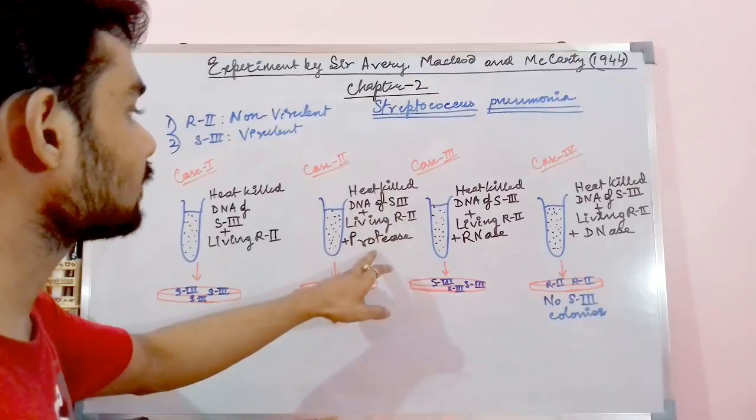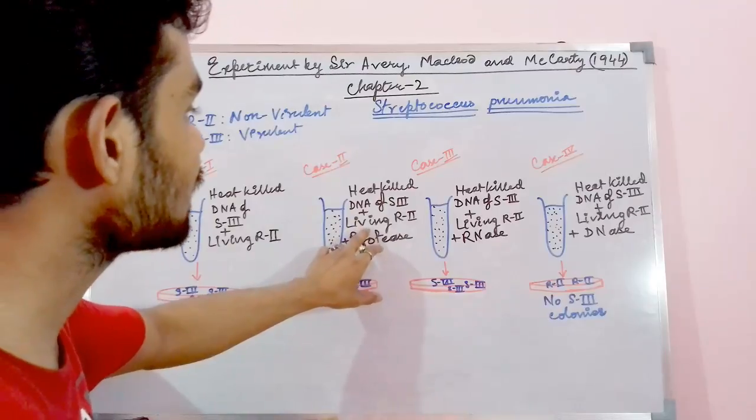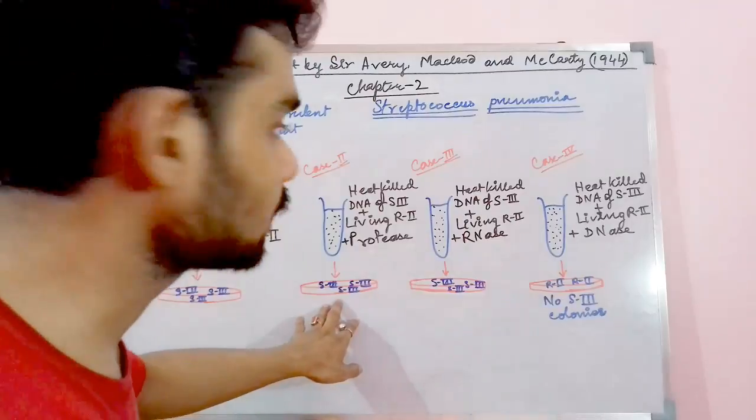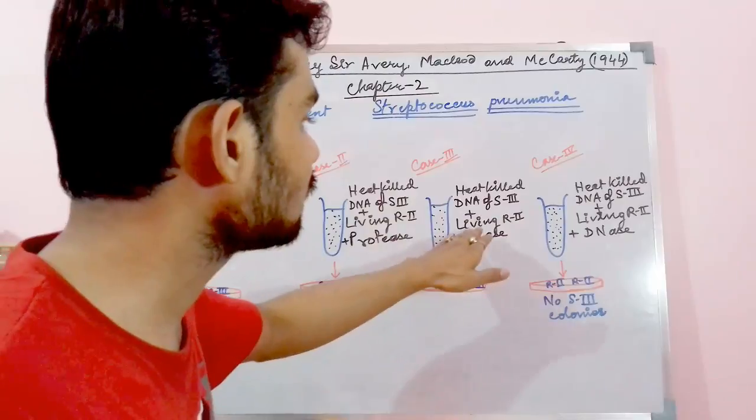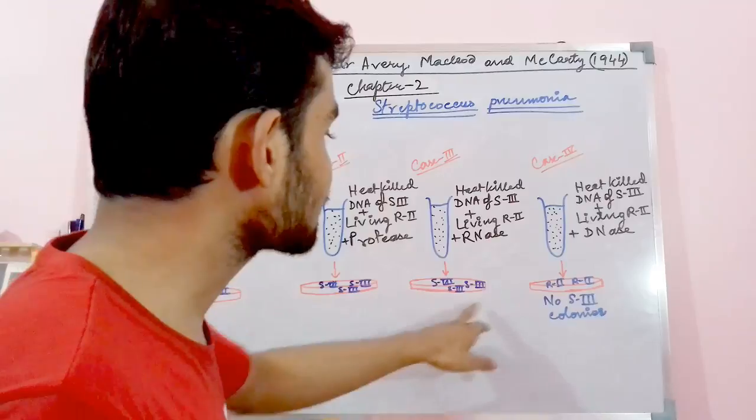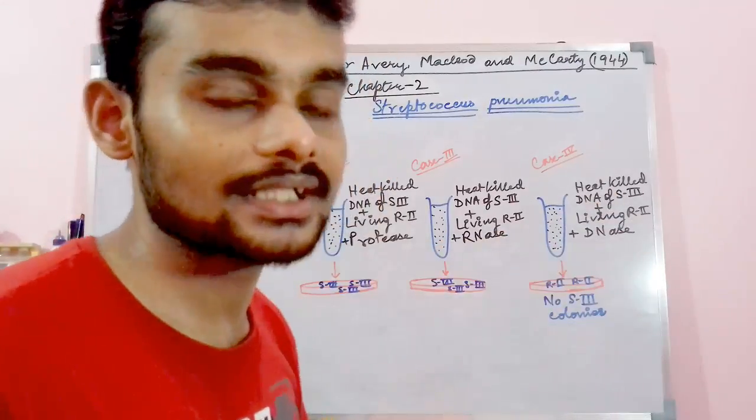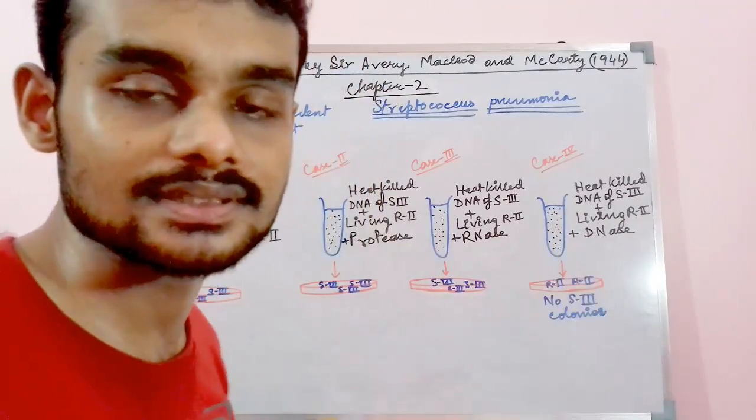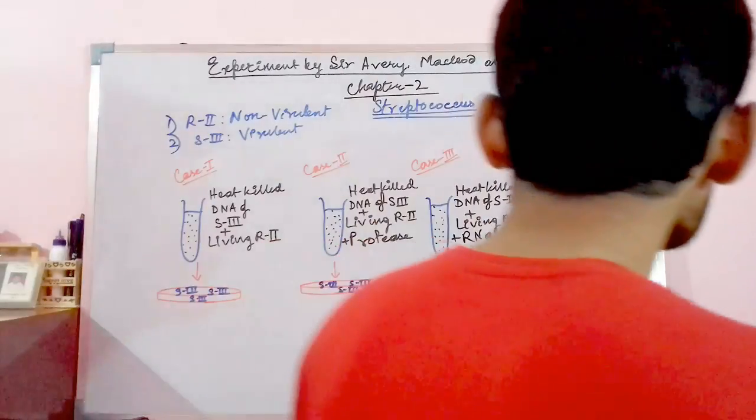And in this setup also, where protease was present, protease was not having any effect on the culture medium of the living R2 and the heat killed DNA of S3 type, so the S3 colonies developed. And in this next case, RNase was not having any effect on the DNA of the S3 and the living R2 type entire bacteria. So in this case S3 also developed. And in the fourth case, the DNase destroyed the DNA of S3 type. So no S3 colonies were found, only the R2 colonies developed. Now so what happened here basically? In this case, what happened?